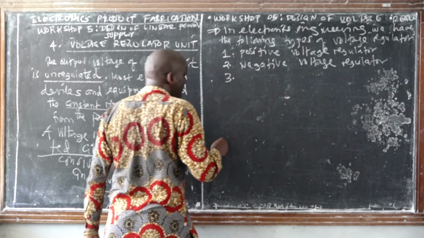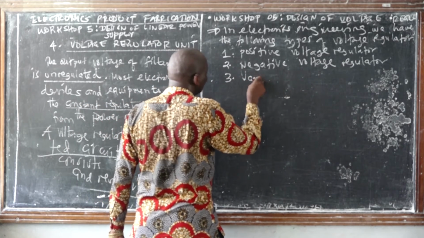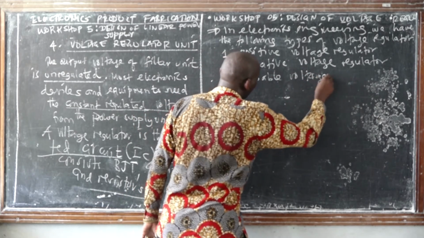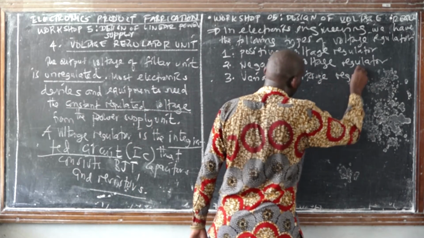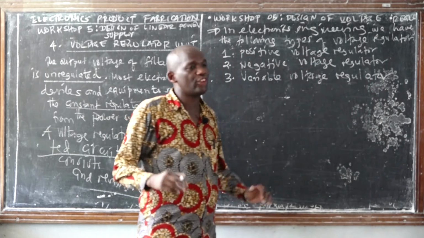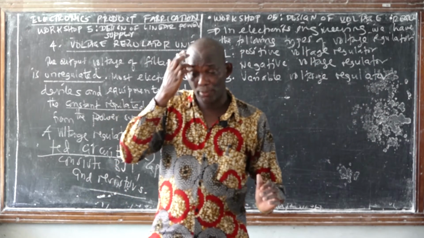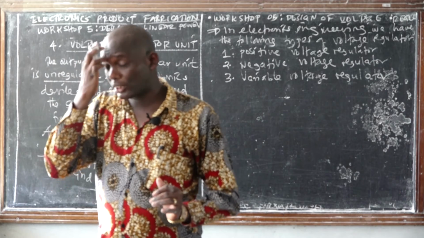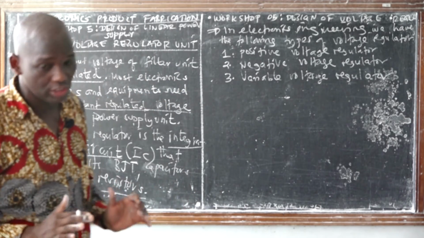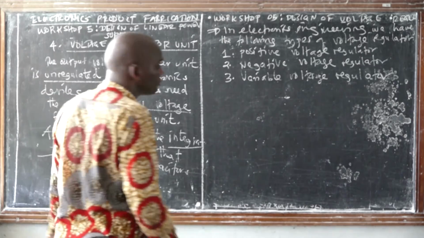And the second one, we call it a variable voltage regulator. I'm trying my level best to give you an overview about the voltage regulator because it's a very important part of the linear power supply, the switched mode power supply, and the DC power supply.